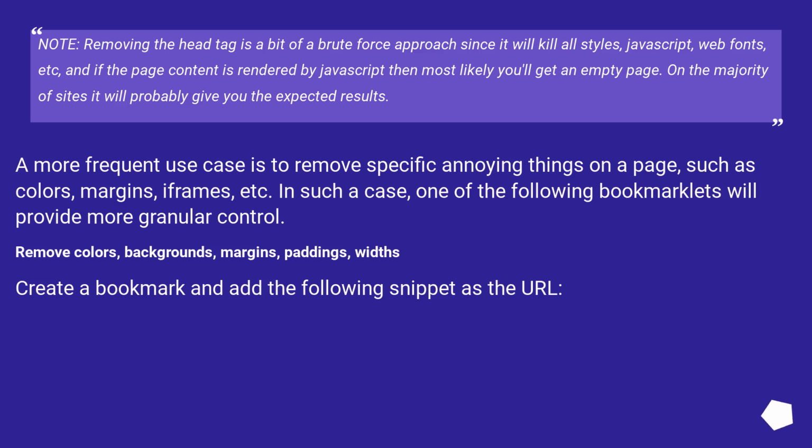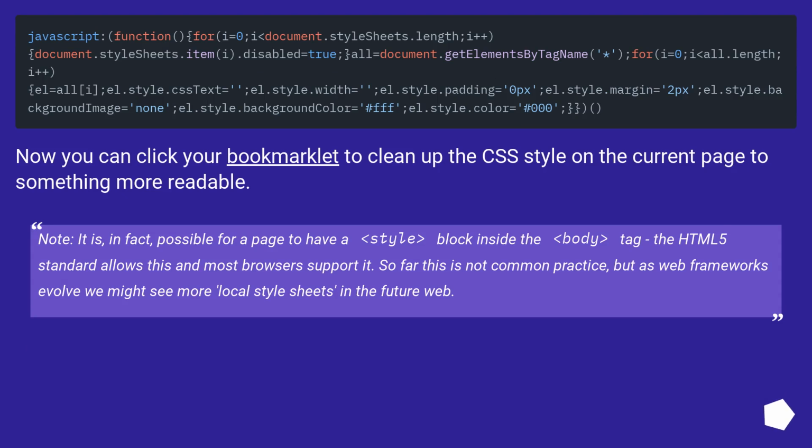A more frequent use case is to remove specific annoying things on a page, such as colors, margins, iframes, etc. In such a case, one of the following bookmarklets will provide more granular control. Remove colors, backgrounds, margins, paddings, widths. Create a bookmark and add the following snippet as the URL. Now you can click your bookmarklet to clean up the CSS style on the current page to something more readable.